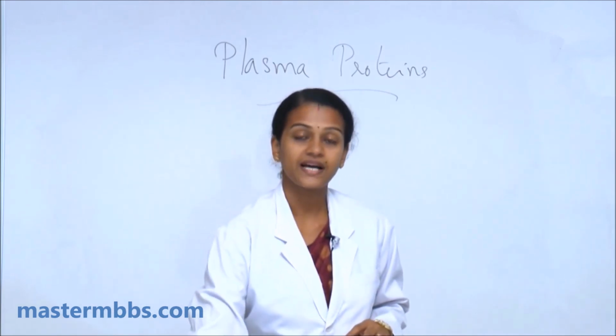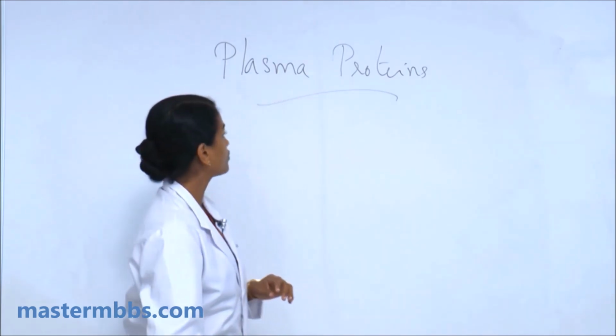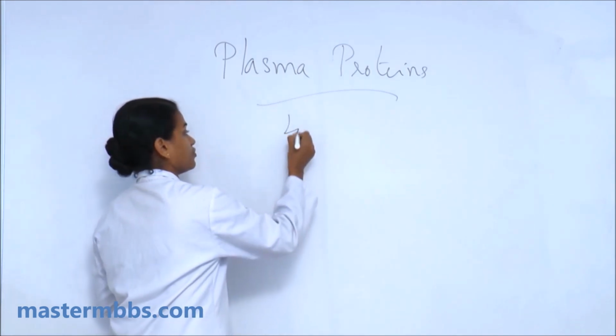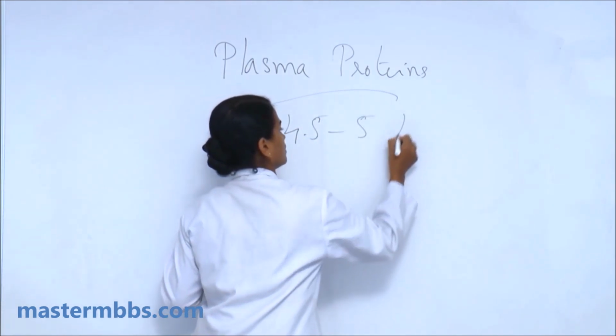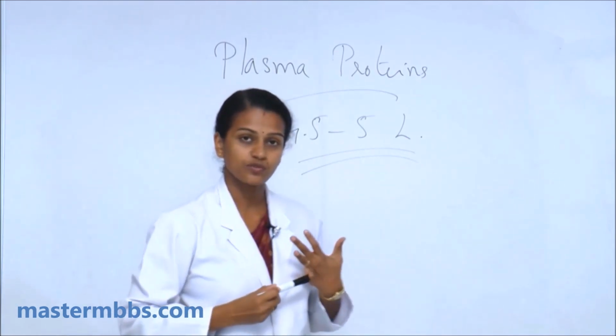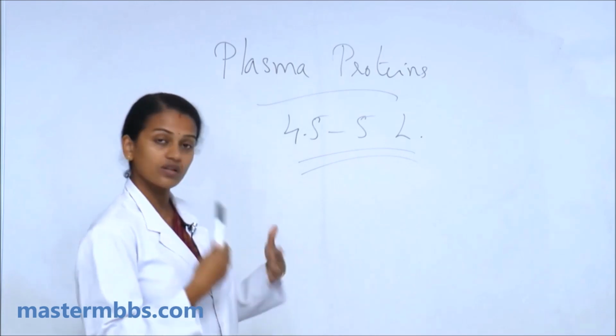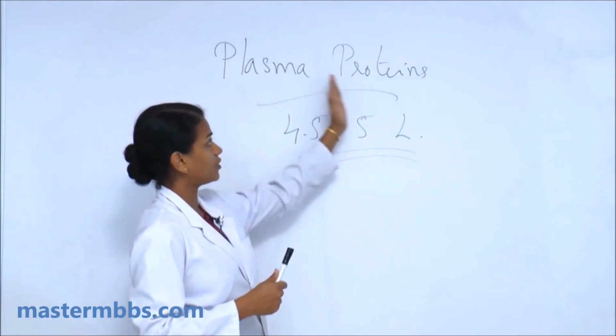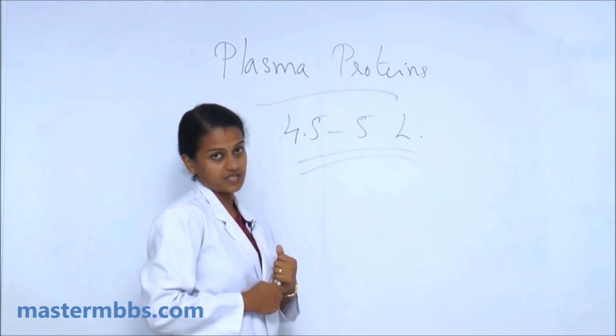Now what do you mean by plasma? You have almost 4.5 to 5 liters of blood in your body. In this you have all your constituents, your cells, RBC, WBC, you have your proteins, carbohydrates, all the nutrients which you are consuming. Today we are going to talk about only the proteins seen in the plasma.